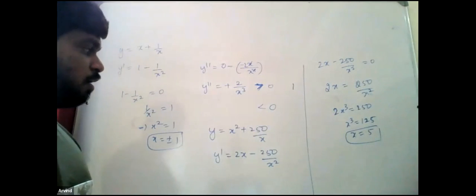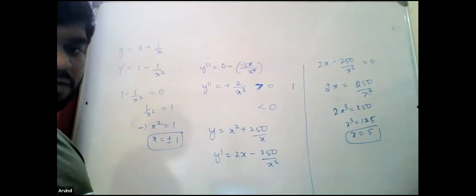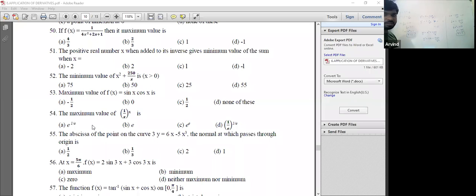So at 5, we have to find it. Substitute and calculate it. So we have found the stationary point. Once you find it, you'll get the answer. So just put x as 5. You get 50 plus 25, 75. The minimum value is 75.